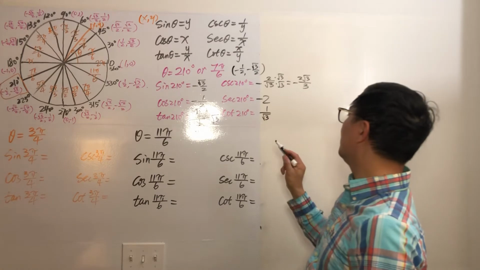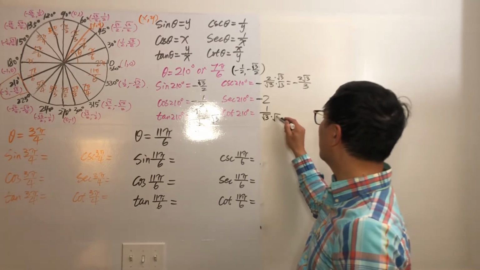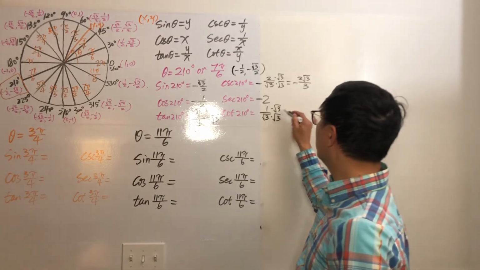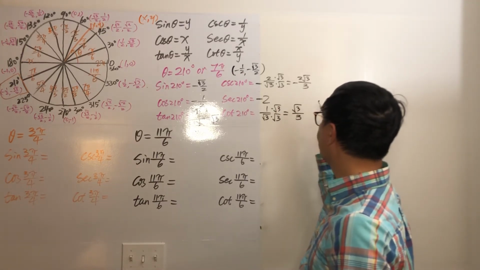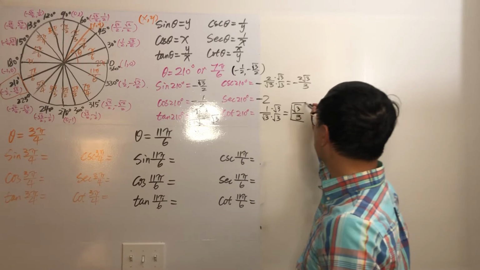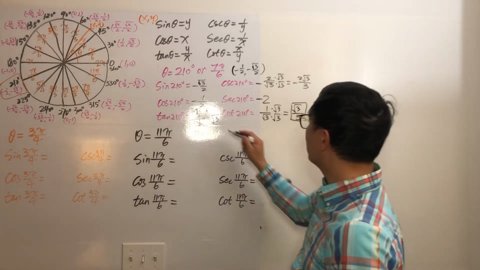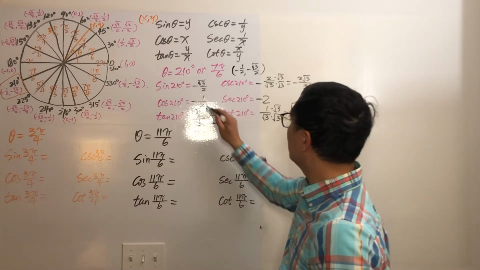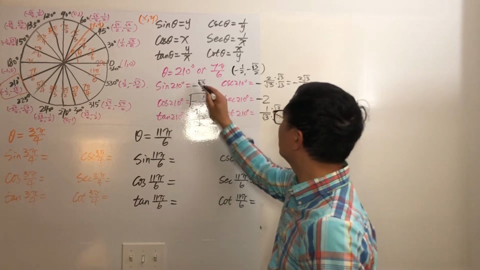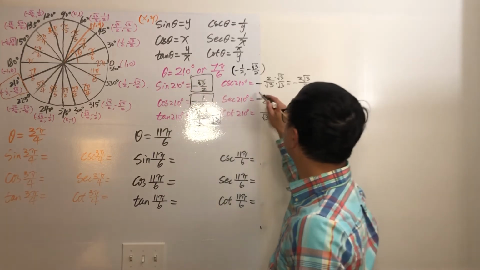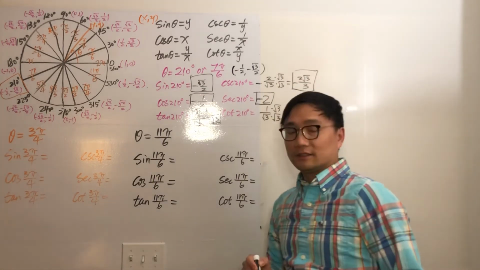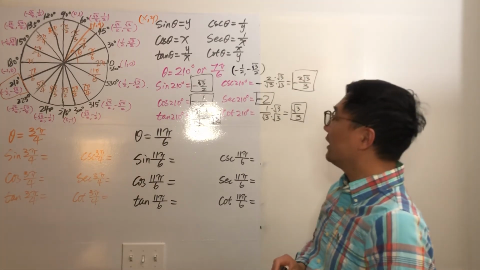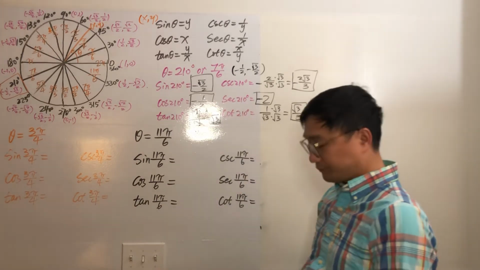And also you need to simplify. So you multiply by radical 3. Finally the top is radical 3 and the bottom is 3. So the final answer is radical 3 over 3. Okay. So that's how we can evaluate the 6 trig functions.